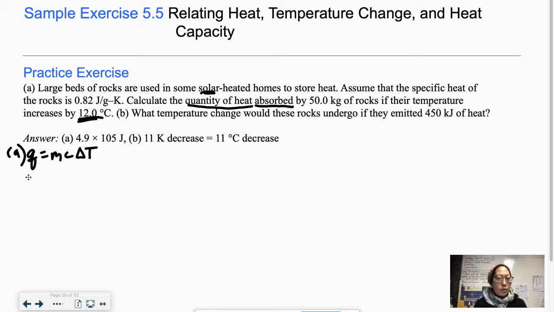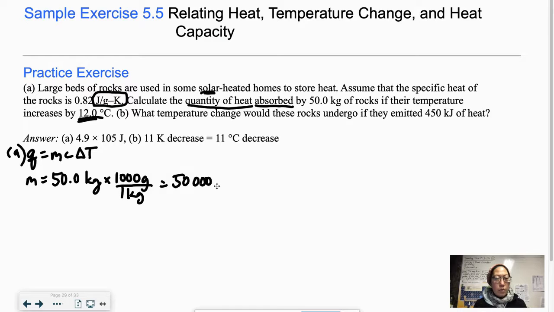Our mass is 50.0 kilograms. Now, let's look at the units that we need here. All the units we need are in the specific heat. So we need joules, grams, and kelvins. Here we have kilograms, so I'm going to change that over to grams because I want it to cancel out in my specific heat. So 1,000 grams for 1 kilogram. So my mass is going to be 50,000 grams for the rocks.